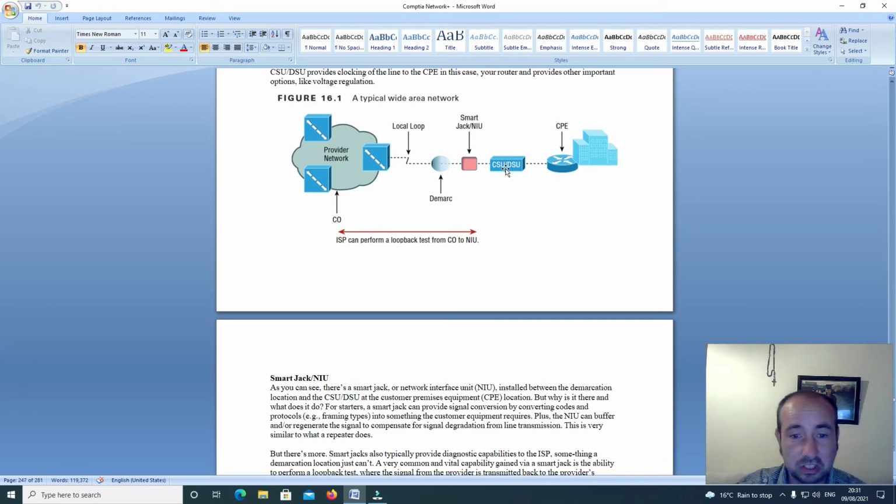So here's your CSU, Channel Service Unit, Data Service Unit. Here's the customer premises equipment at the customer's office, and here's the smart jack and the demarcation location loopback, and here's the service provider.